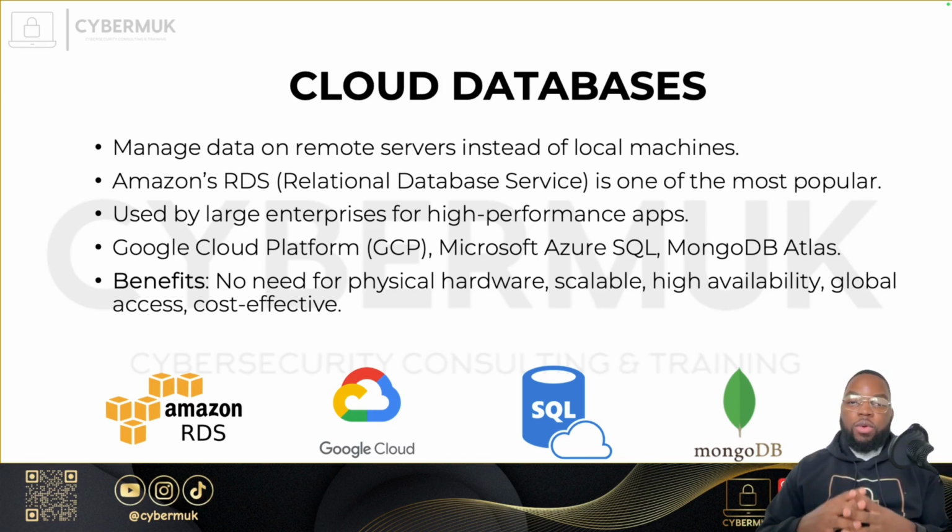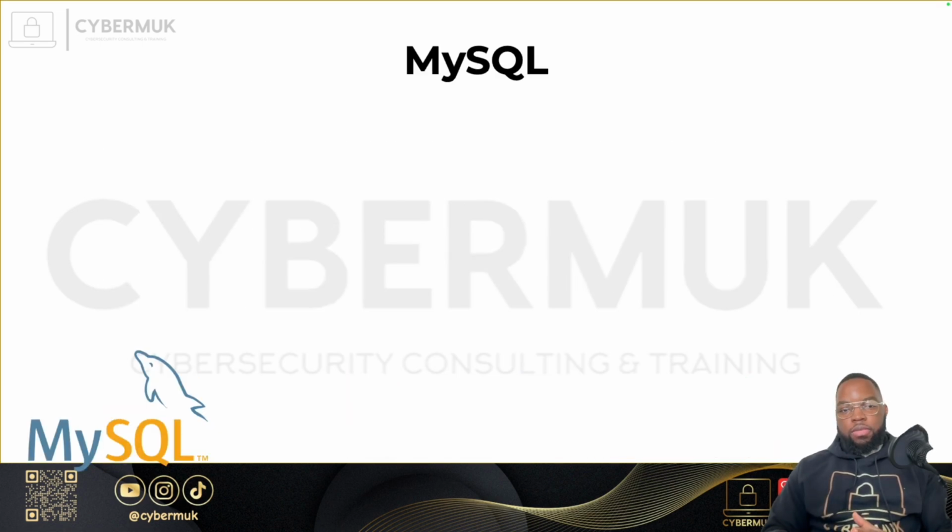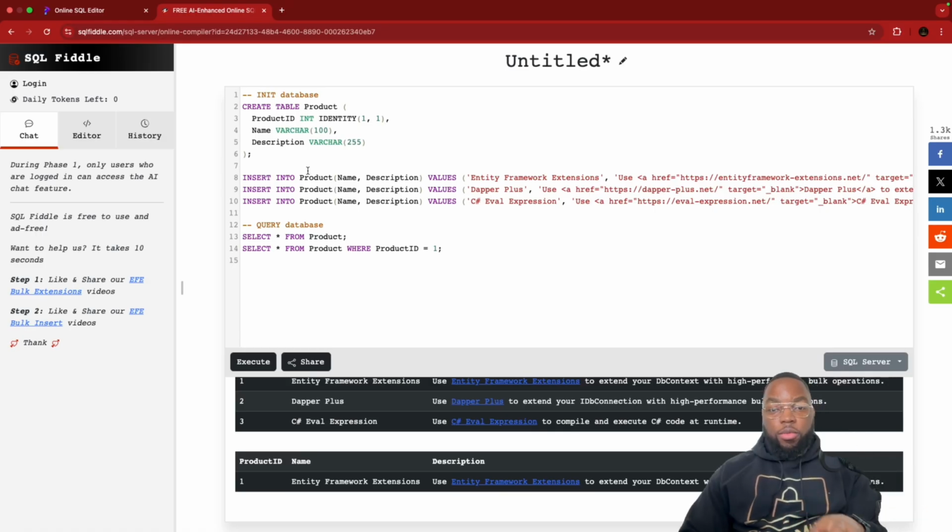It's scalable. If you want more space, automatically, dynamically will increase. High availability and global access. So wherever you find yourself, you can access your database within seconds. And it's cost effective. You only pay for what you use. Now, if you want to write straight from your computer as an application, follow the next steps.